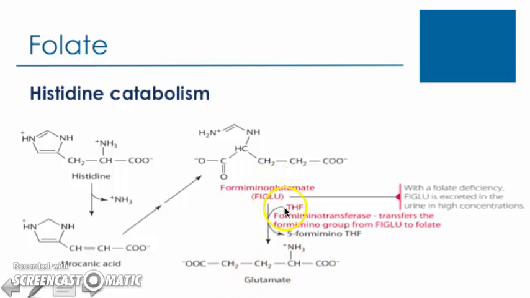So with lower tetrahydrofolate and inability to convert FIGLU to glutamate, the levels of FIGLU in the body will increase. So FIGLU is going to accumulate, and when accumulated, it is actually going to be excreted from the body in the urine in high concentrations. And we can see that this would be a potential method of measuring folate status, evaluating the levels of FIGLU in the urine.